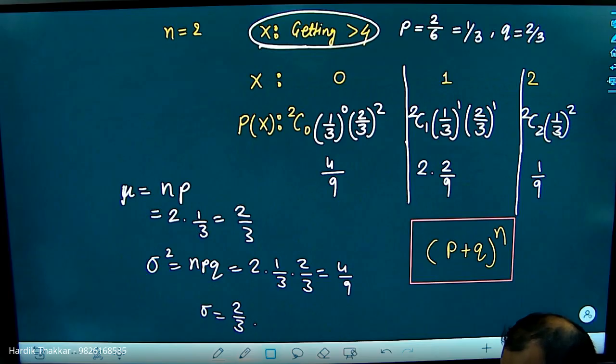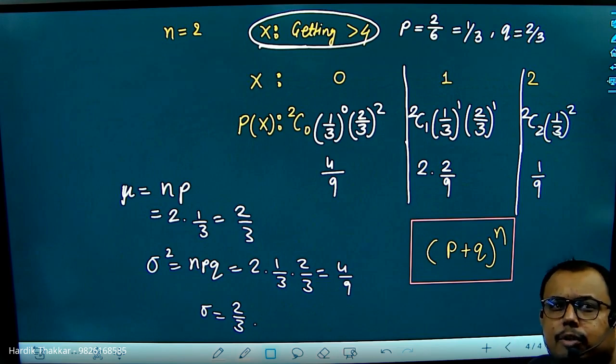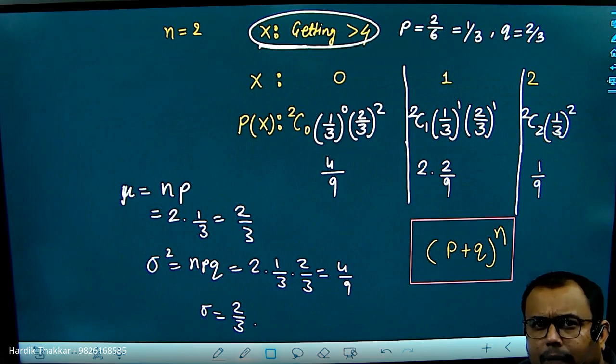So we get (1/2 + 1/2) whole to the power 3. Do we have to solve it further or leave it like this? No, no, leave it as it is, because 1/2 plus 1/2 will be 1, and 1 to the power anything will be 1. So leave it as it is, ma'am. Yes.